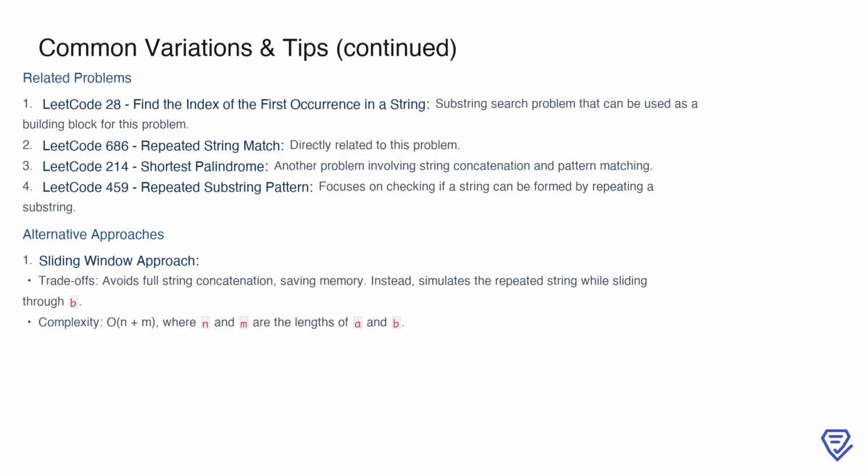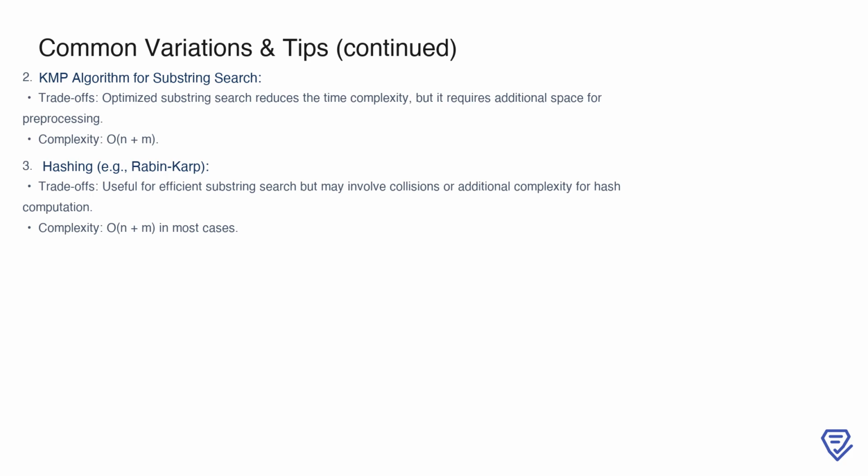One alternative approach to solving this problem is the sliding window technique. Instead of fully concatenating the string, this method simulates the repeated string while sliding through B. This saves memory and can be implemented with a time complexity of O(n+m), where n and m are the lengths of A and B. To further optimize substring search, you could use the Knuth-Morris-Pratt, or KMP, algorithm. This method pre-processes the pattern to create a partial match table, reducing redundant comparisons and improving efficiency. While KMP achieves a time complexity of O(n+m), it does require additional space for the pre-processing step.